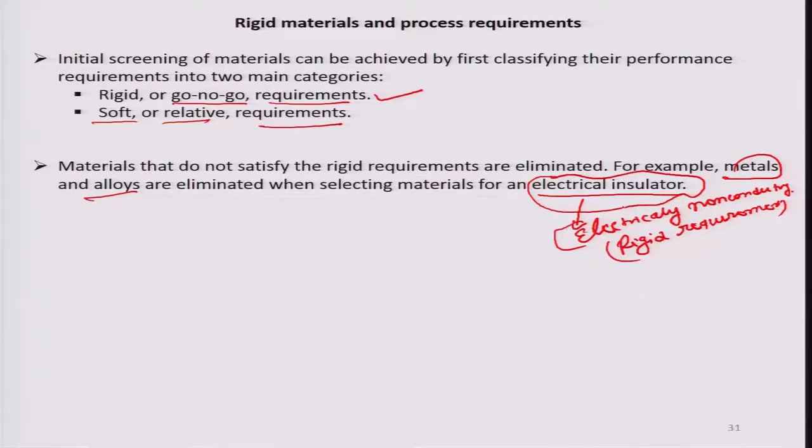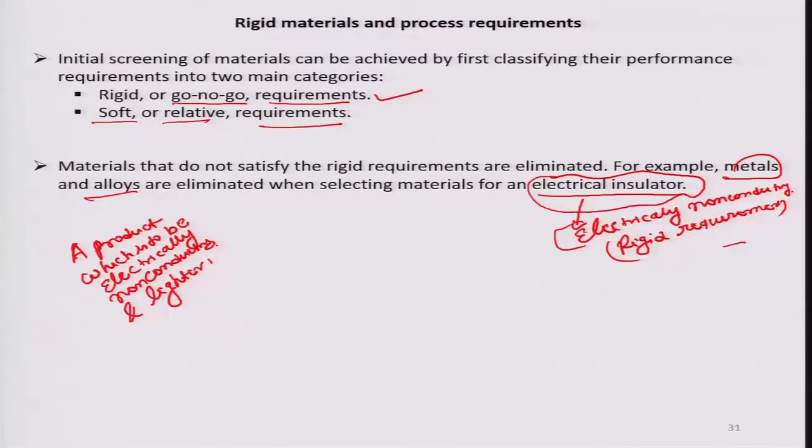Now, electrical insulators have a variety of materials which possess electrical insulation, so this is the soft requirement. Suppose you are going to make a product which is to be electrically non-conducting, lighter in weight, and inexpensive. It means you have three requirements.